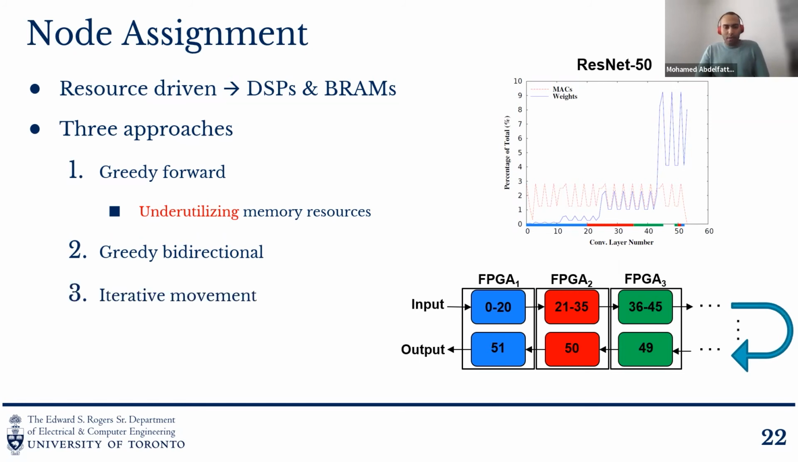Finally, we invoke this iterative movement function. If we fail in assigning all the nodes, we invoke this function to try to move some layers between the boundaries of FPGAs such that we free some space for the unallocated layers to be placed. In this example, maybe we can push layers 19 and 20 from FPGA 1 to FPGA 2. This leaves some space on FPGA 1 where we can place layers 52 and 53 and complete our partitioning.